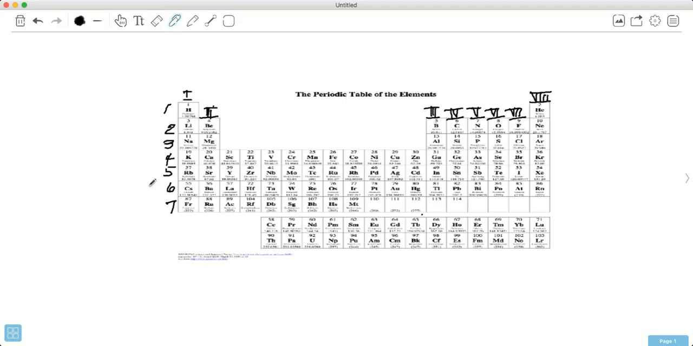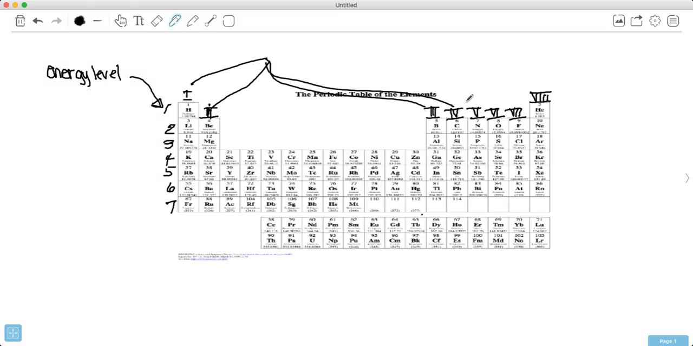All right, and so these period numbers tell us how many energy levels are in an atom. This tells us the number of energy levels. And then our group numbers, I'm going to link them all together to make sure y'all understand that nothing is left out. I know it was a little sloppy.